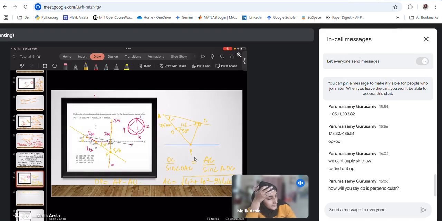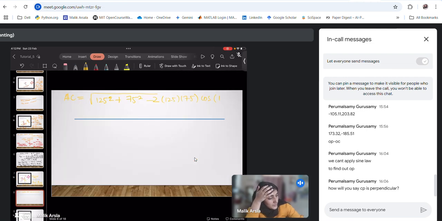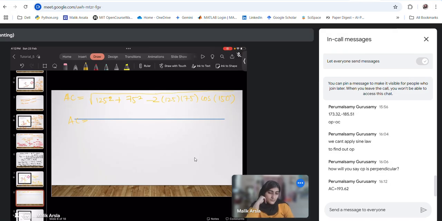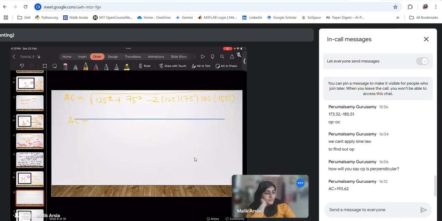So now you need to find out this cos theta 2. So what will be the value of this here? This is 30, so this is basically 150, right? So it will be cos of 150 degree. Can you tell me the value of AC? What is the value of AC coming out to be? Okay, 193.62 mm, right? So this is AC.